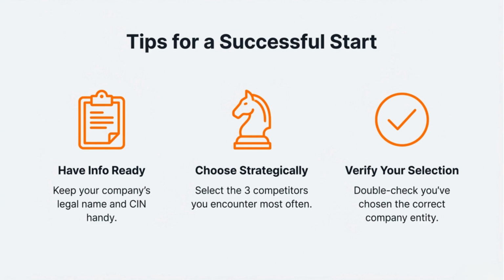Before you dive in, here are 3 quick tips for a successful start. Tip 1. Have your information ready. Keep your company's legal name and CIN handy when you begin the setup process. Tip 2. Choose strategically. Select the 3 competitors you encounter most often in tenders. These should be your primary competitive threats, not just the biggest names in your industry. In tip 3, verify your selection. Double-check that you've chosen the correct company entity, not a parent company or subsidiary if you meant to select a specific division. Follow these tips, and you'll have a smooth, successful setup experience.